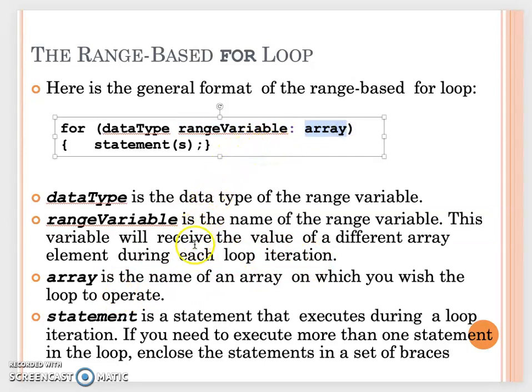Every time, it starts from the first iteration and accesses the first element in the array. The value of this first element is copied into the range variable. Using this range variable, you perform the statements you want to process each element in the array. Those statements are executed during each loop iteration. If we need to execute more than one statement, of course, we need braces.